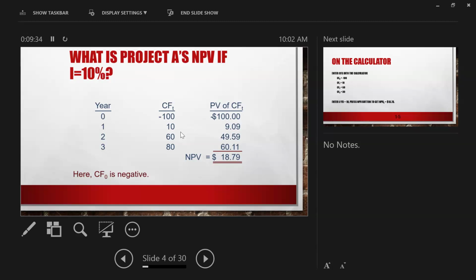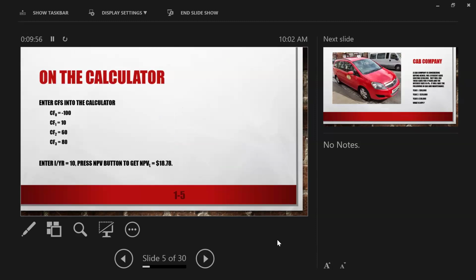Yes. Not everybody all at once. Positive NPV, positive $18. We want to do it. Again, it's a very simple concept. Positive, good, negative, bad. And that's all we're looking at in this case. Positive, good, negative, bad. So how do we do this on the financial calculator?